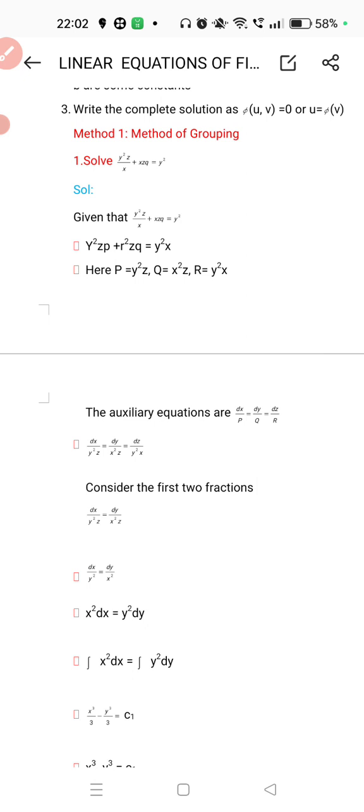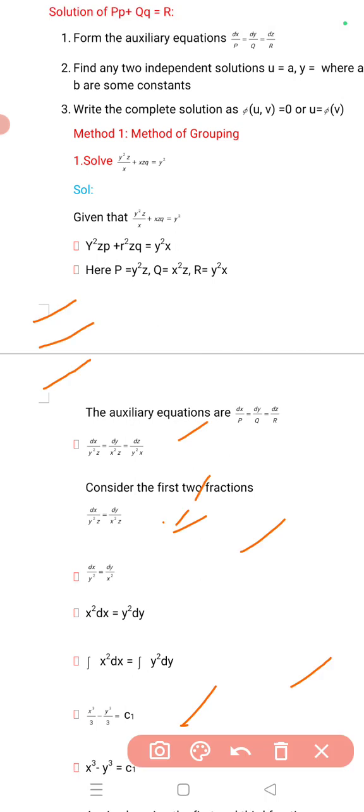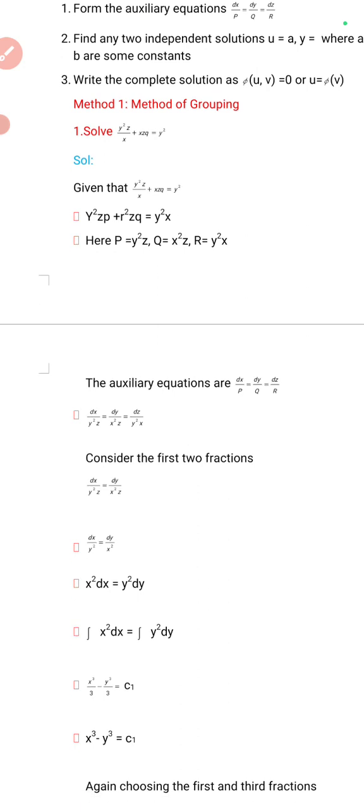Now cancel the terms in the denominator. Here z is common, so z is cancelled. What are you left with finally? dx by y square is equal to dy by x square. After that, you cross multiply. What do you obtain? x square dx is equal to y square dy.